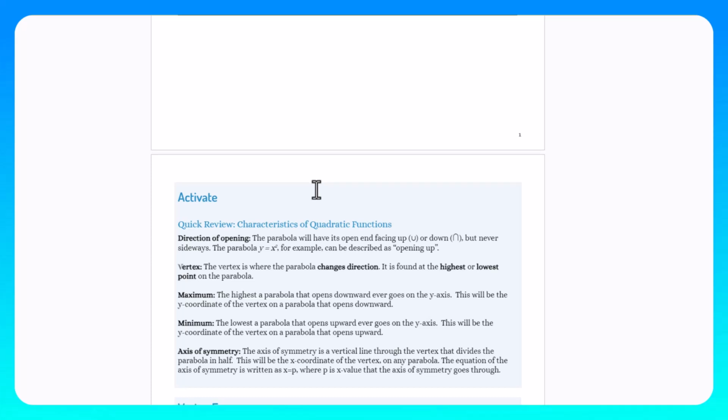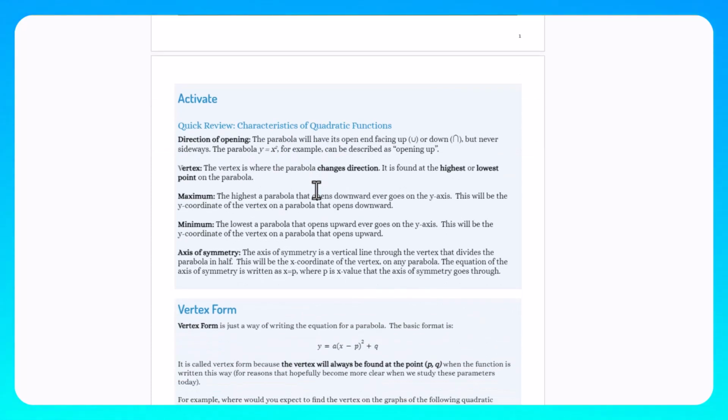Now, going back to what we did in Lesson 1, we want to make sure that we understand the parts of a parabola or quadratic function. We want to understand that it can open either up or down, but never sideways. We want to remember what the vertex is. It's that part where it changes direction. A vertex can either be a maximum, and this happens when it's opening down, or a minimum, and that happens when it's opening up.